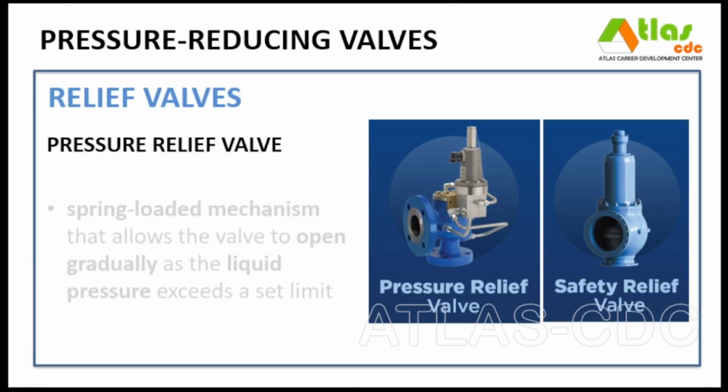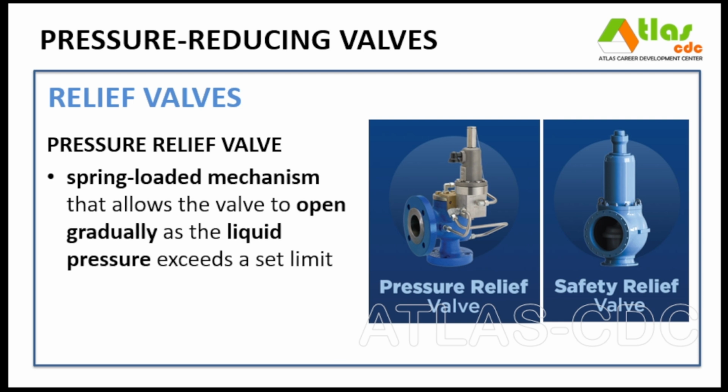A pressure relief valve operates using a spring-loaded mechanism that allows the valve to open gradually as the liquid pressure exceeds a set limit, then closes when pressure normalizes, maintaining safe system conditions. Its function is to protect systems from excessive liquid pressure, typically in hydraulic or liquid-filled systems.